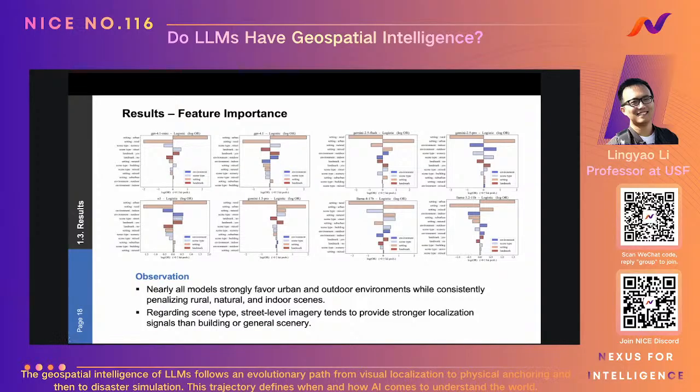I think it's probably because if a picture is taken on a street, there might be some street signs and business names that appear on the shops. Those textual cues can help the large language model identify the location. But if the image is general scenery, then it's really challenging for the large language model to correctly identify the location. So these are some of the key takeaways.